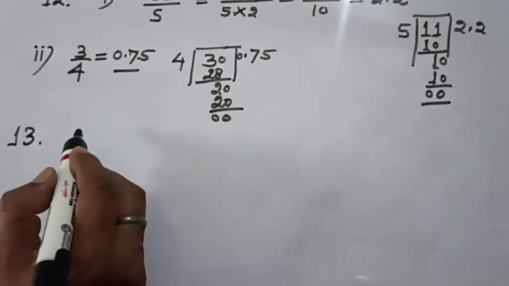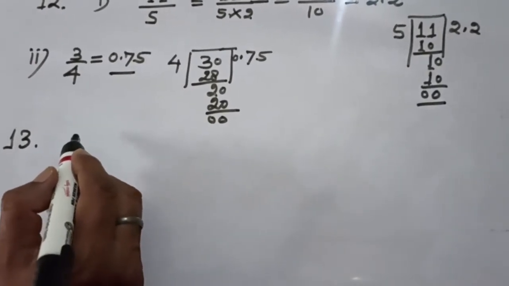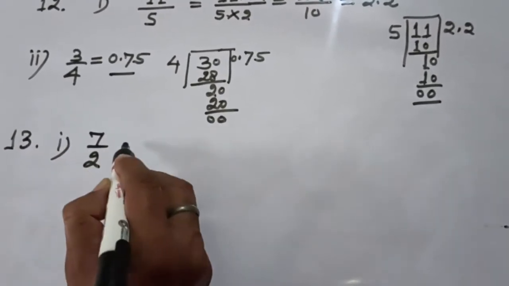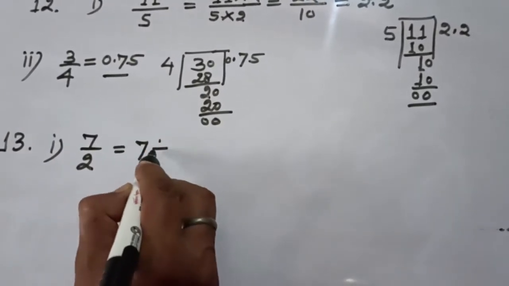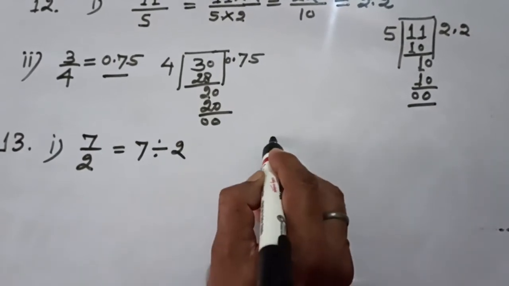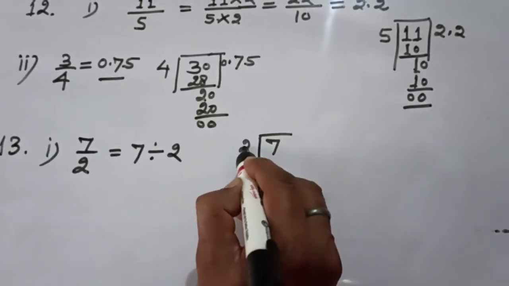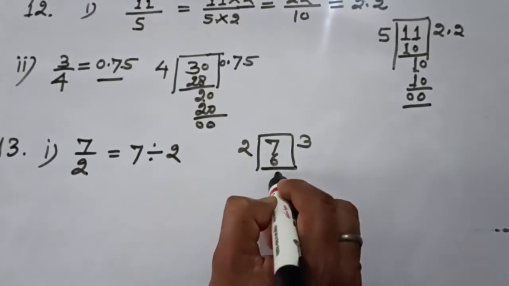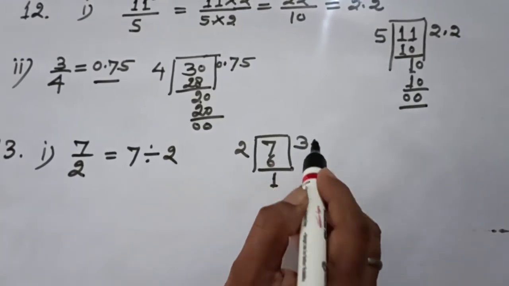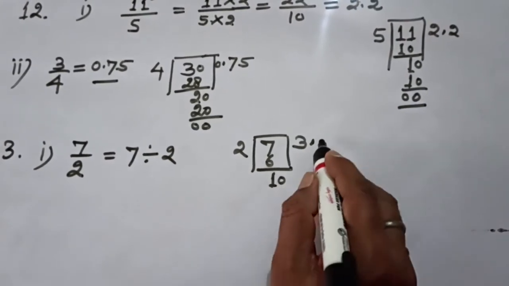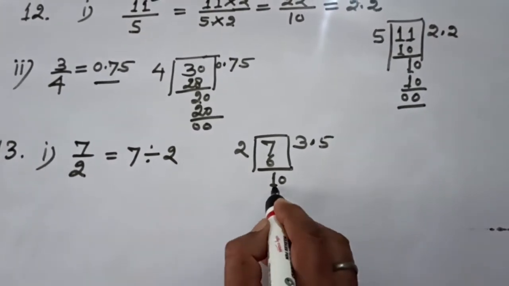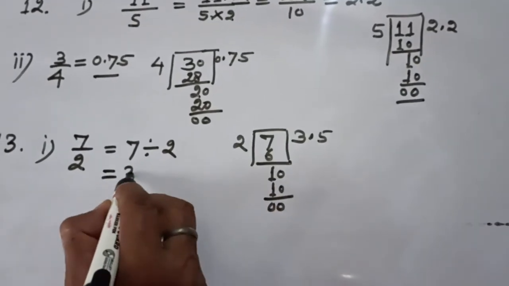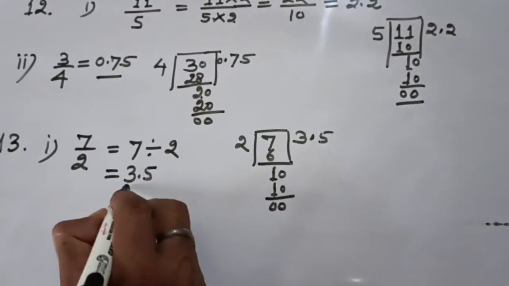Question number 13. Convert the following fractions into decimals. 7 by 2. 7 by 2 means 7 divided by 2. So 7 divided by 2: 2 threes are 6, 7 minus 6 is 1. Here decimal. Then 2 fives are 10. It is 3.5.